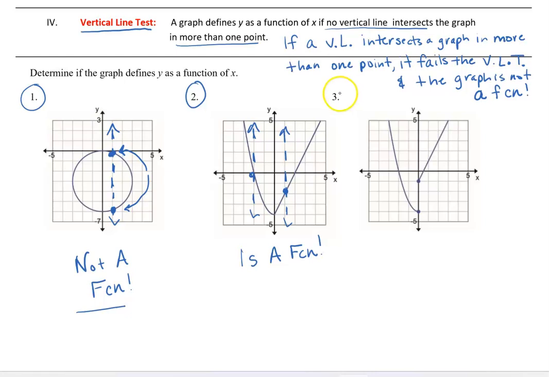What about number 3? At first glance, you might think number 3 is a function. But if I draw a vertical line over the y-axis, you see that it actually intersects here and here. So because of that one vertical line, this is not a function. However, if I made one of these pairs an open circle, or both of them an open circle, then it would be a function. But because they're both filled in, then it crosses that vertical line in more than one point, and number 3 is not a function.